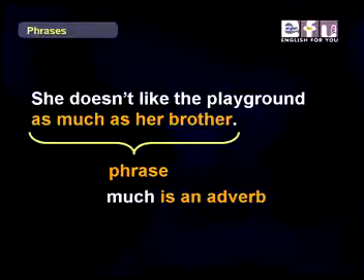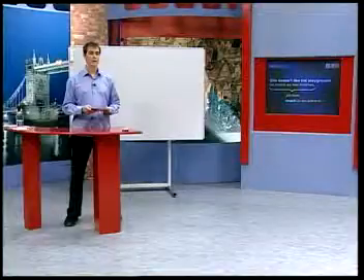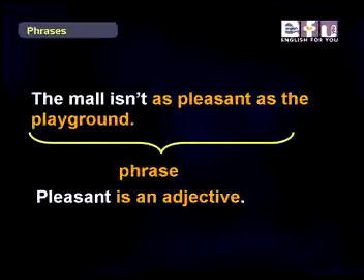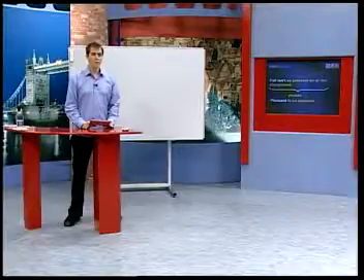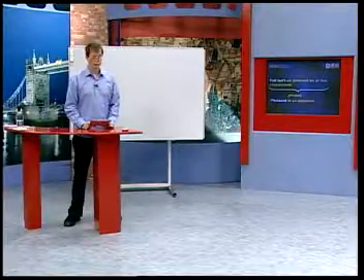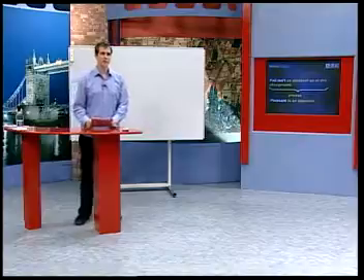Well, in the first sentence, as much as her brother is the phrase, and much is an adverb. In the second sentence, as pleasant as the playground is the phrase. Pleasant is an adjective. Comparative forms are used with than. Please take a look at these examples.